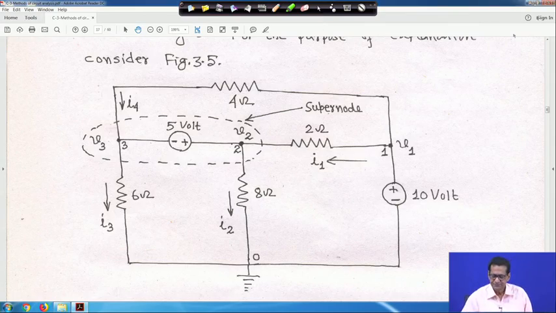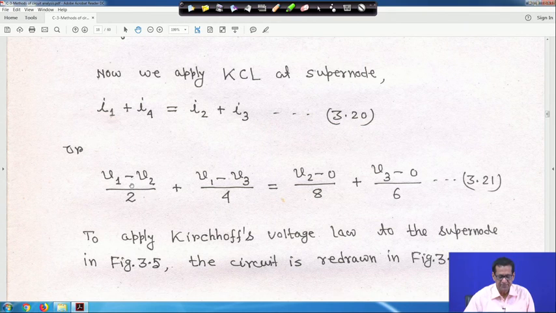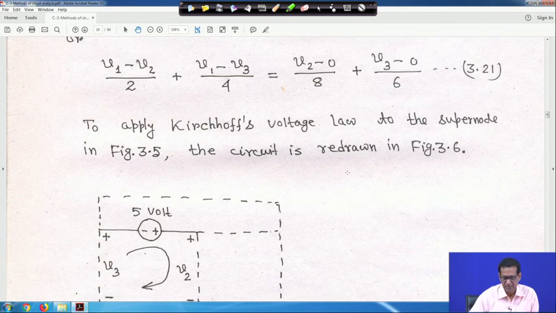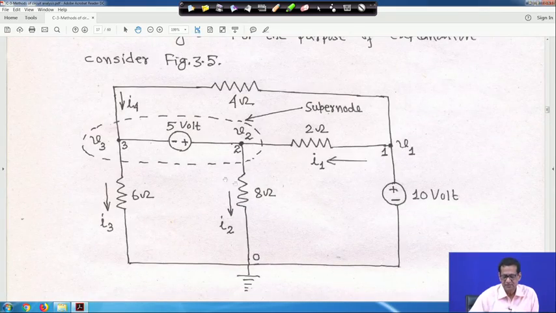That is why in this equation we are writing (V1 - V2)/2 + (V1 - V3)/4 = (V2 - 0)/8 + (V3 - 0)/6. Next, in the super node you have to apply KVL as well as KCL, because whenever a super node is there, a constraint equation will come.